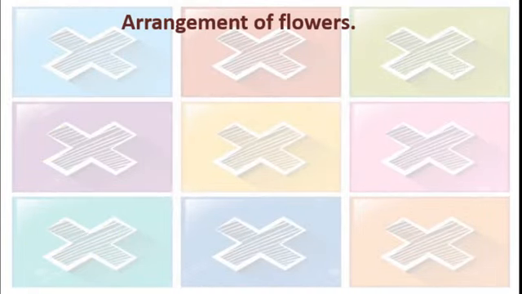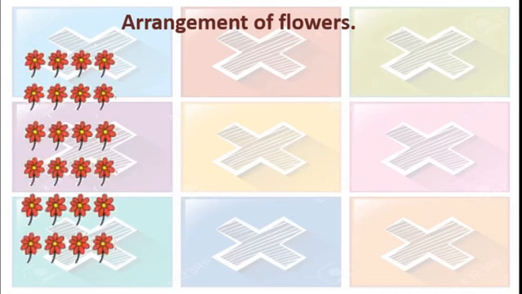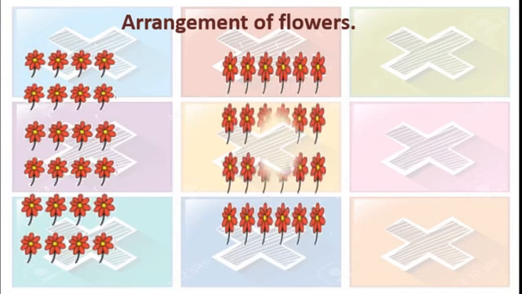Arrangement of flowers we will see. See, this is first one, and this is the second one. Here the same numbers of flowers are there, but we have arranged them in different ways. In the first pattern, each row has 4 flowers. Okay, and how many rows are there? Here 1, 2, 3, 4, 5 and 6 rows are there.